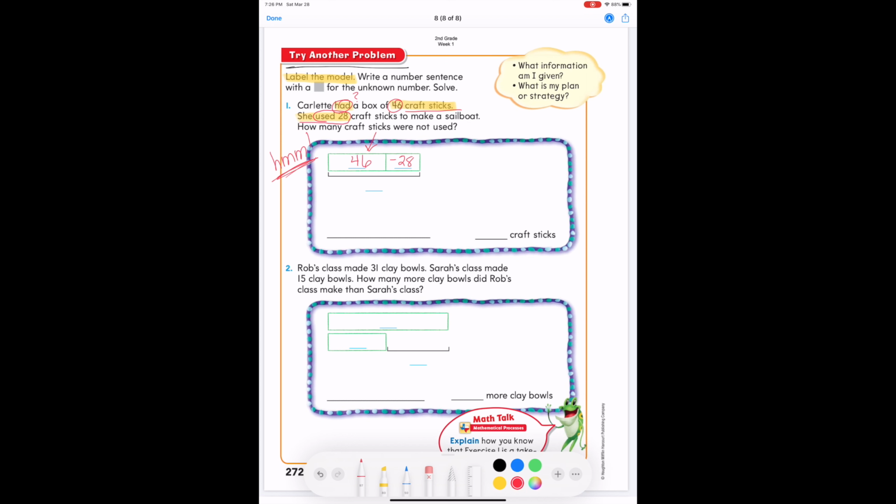Now, I've always told you it's better to put it on the side in a vertical way. So let's do that. Let's find the difference: 46 minus 28.